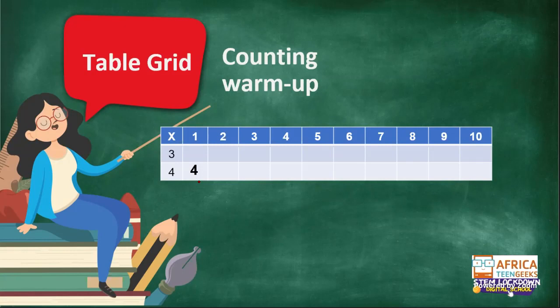That equals 4. Now, 2 times 4 equals 8. 3 times 4 equals 12. 4 times 4 equals 16. 5 times 4 equals 20. 6 times 4 equals 24. 7 times 4 equals 28. 8 times 4 equals 32. 9 times 4 equals 36. And 10 times 4 equals 40.